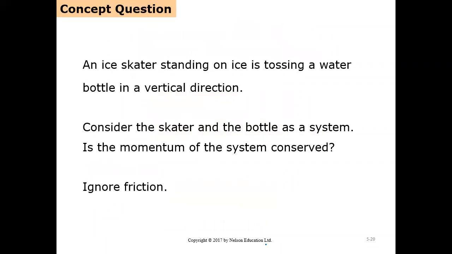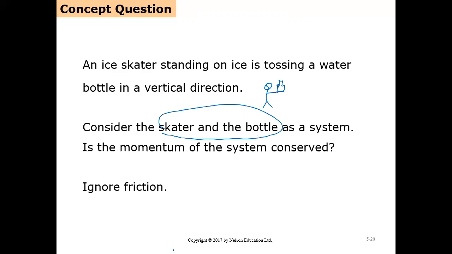So we have a question now. Let's read the question and see if we can answer it. An ice skater standing on ice is tossing a water bottle in a vertical direction. Consider the skater and the bottle as a system. So to answer this question, we have to consider a system. So our system is the skater plus the bottle. Let me draw the skater, and she's holding a bottle. So skater plus the bottle is our system.